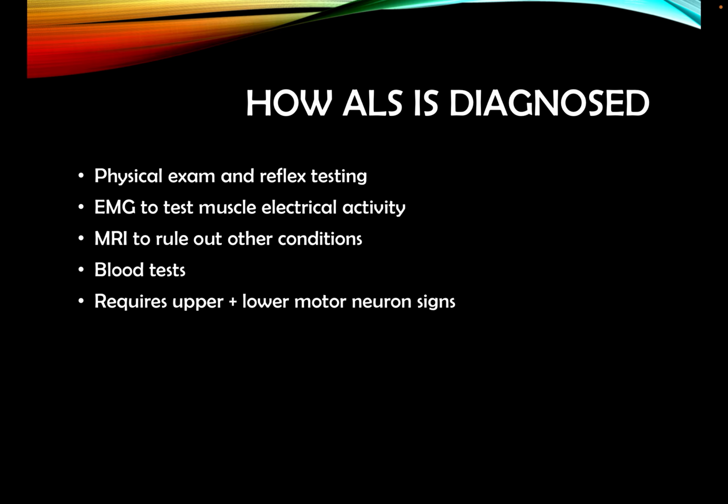How is ALS diagnosed? It takes several tests. Doctors use EMGs to check electrical activity in the muscles, MRIs to rule out other problems like strokes or tumors, and physical exams to check reflexes and strength. ALS is diagnosed when a person has signs of both upper and lower motor neuron damage in different parts of the body.